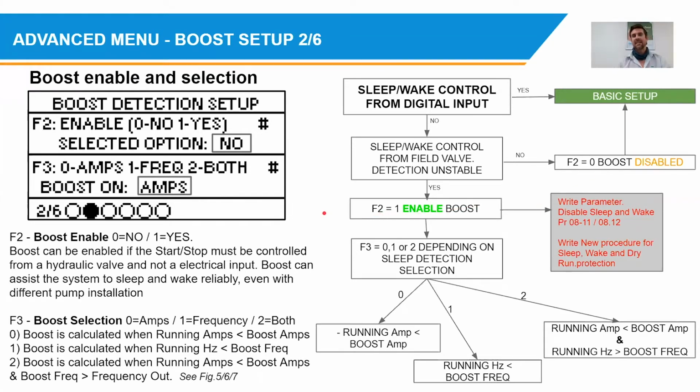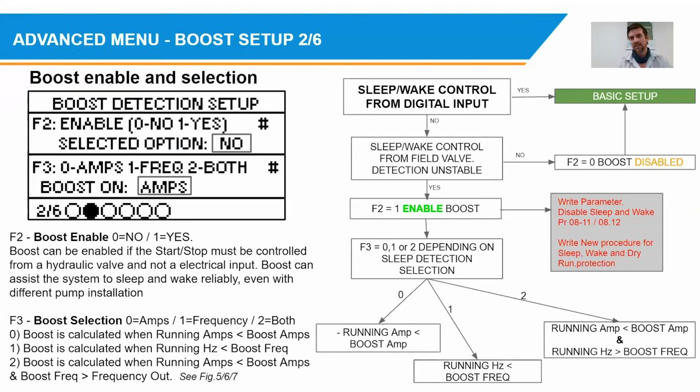So the boost option is there to detect the fact that you're not pumping water anymore. And we have three methods of doing this. Either by looking at the running amps being below a certain level, so we know we're not doing any work anymore and can begin our shutdown procedure, or the running hertz being below a certain frequency, where we can also initiate the automatic shutdown procedure.